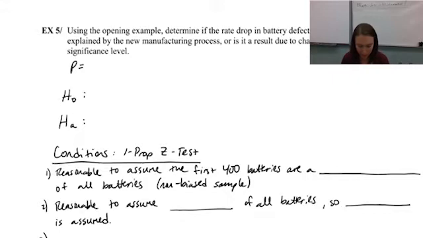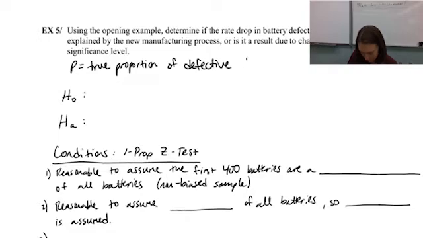All right, so using the opening example, determine if the rate drop in battery defects can be reasonably explained by the new manufacturing process, or is it a result due to chance? Use a 5% or 0.05 significance level. All right, so the first thing we need to do is define our population parameter P. So this is the true proportion, or you can write population proportion, of defective batteries.